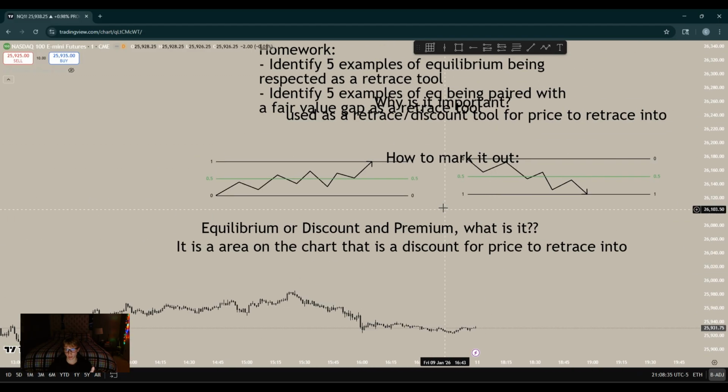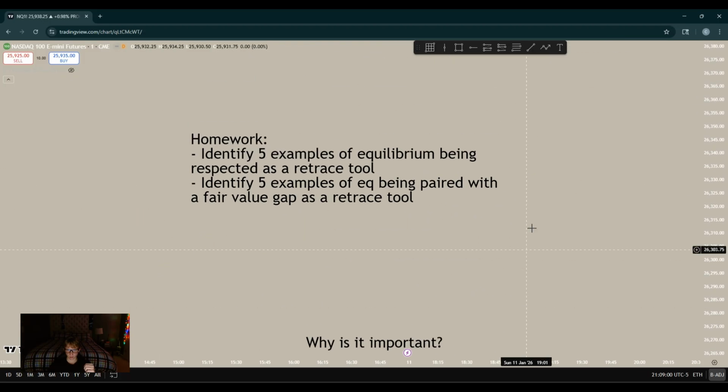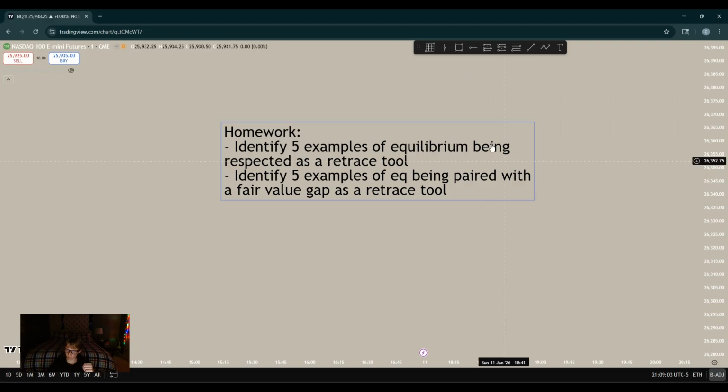If you don't really understand what it is, just think of the supermarket example I gave you. You want to buy it for a better price. Would you buy it at the top? No, you would buy it at the discounted price in the given area. In an uptrend, it's going to be below the 50% line, and in a downtrend it's going to be above the 50% line. Getting into your homework, it's pretty short. All you have to do is identify 5 examples of equilibrium being respected as a retrace tool, and 5 examples of equilibrium being paired with a fair value gap as a retrace tool. That's exactly what I just gave you.